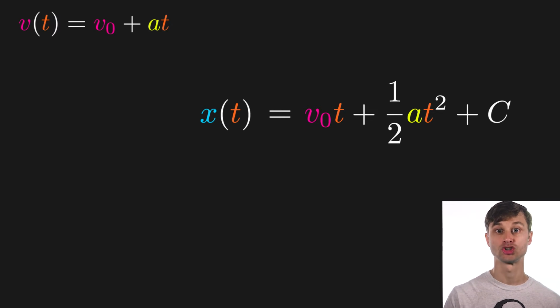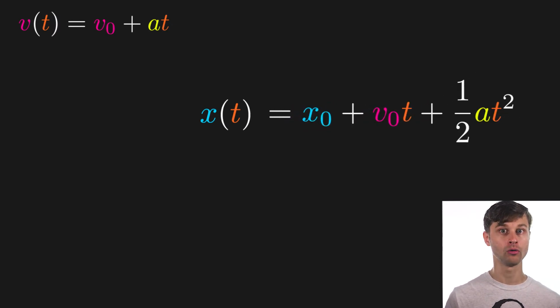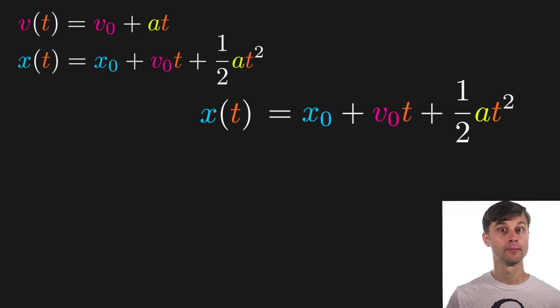Replacing c with the initial position now, x sub 0, or x initial, I get this second kinematic equation. The position at any time is equal to the initial position plus the initial velocity times time plus 1/2 the acceleration times time squared. Now something to note about these.